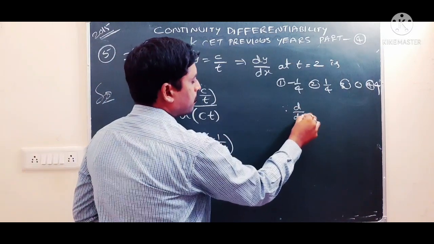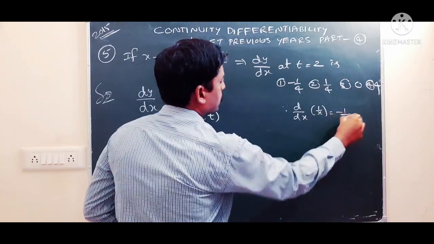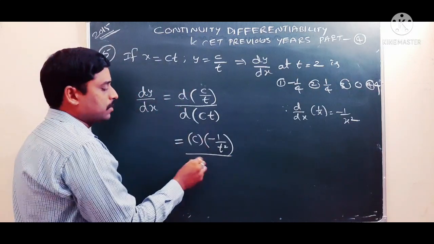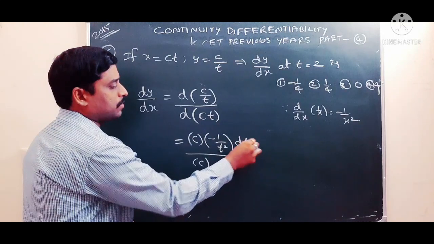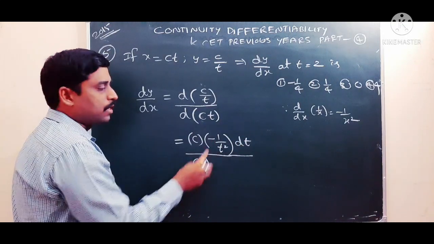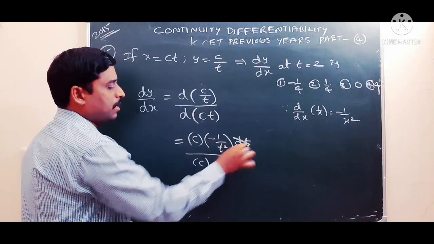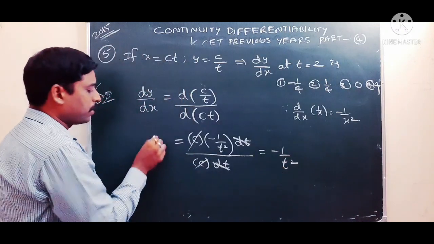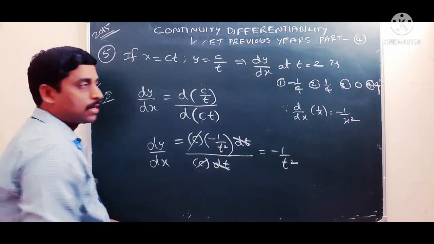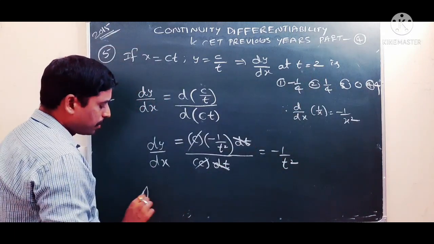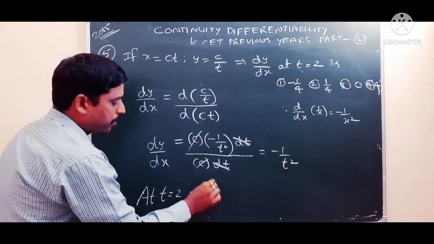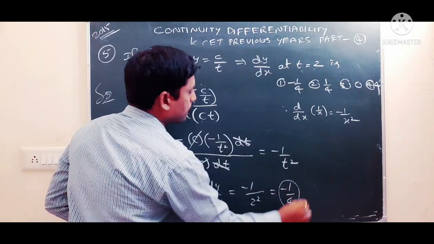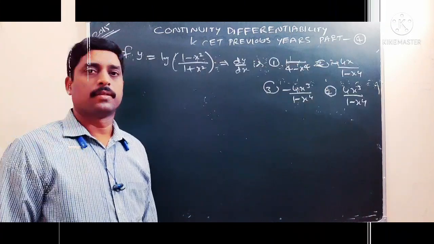We know the formula derivative of 1 by x is equal to minus 1 by x square. This whole divided by c constant and the derivative of t which is dt. In the denominator, c constant, derivative of t dt. So dt and c get cancelled. So answer is minus 1 by t square. But our target is at t is equal to 2, so dy by dx will be minus 1 by 2 square, this is minus 1 by 4. So option 1 correct. Okay, let us go to the next problem.